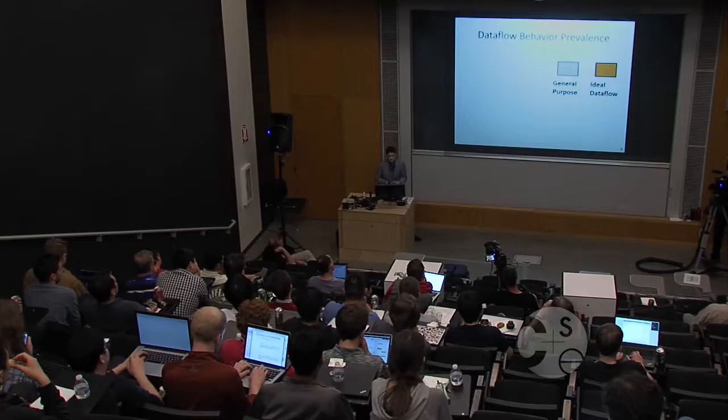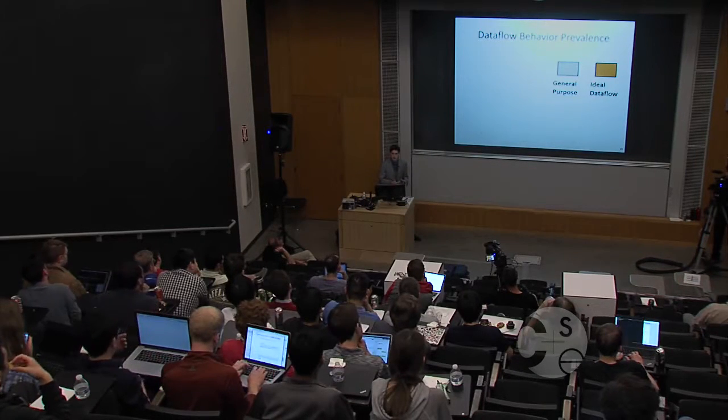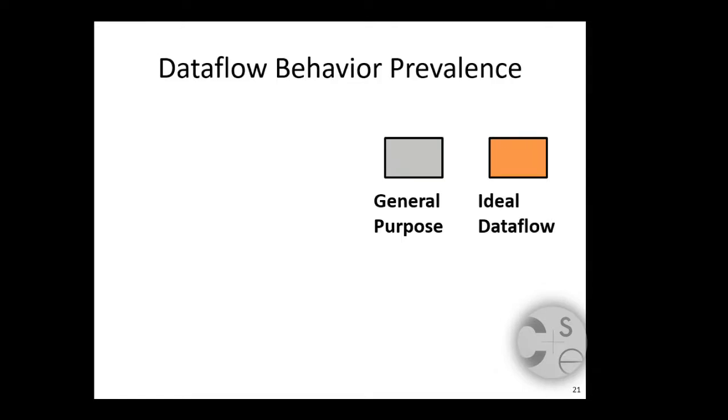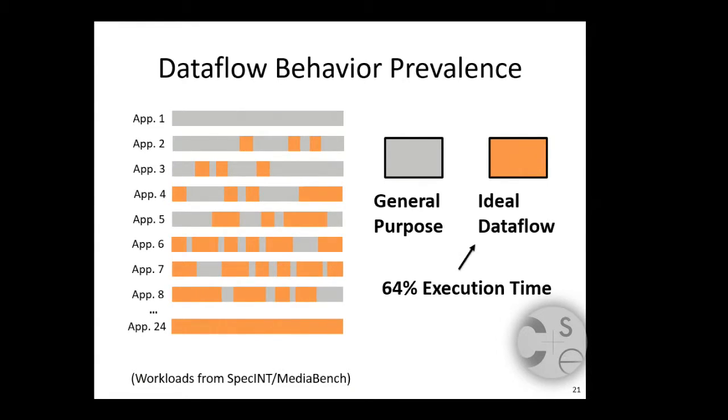And I'll compare the execution of a high-performance general-purpose processor with that of some ideal data flow processor. And the ideal data flow processor that I'm talking about here does not do any control speculation, but it has as many execution resources as we want. So what I did is I compared the execution of these workloads across many irregular workloads, and found that almost 2/3 of the time I'd rather be executing in data flow mode.